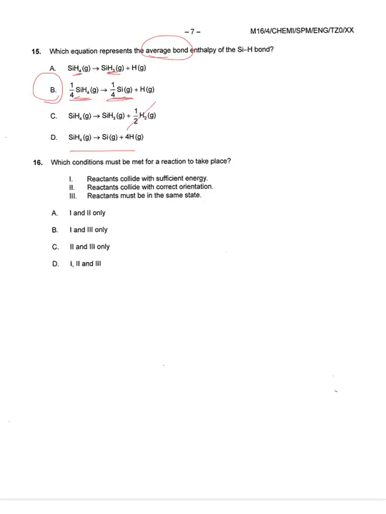16, which conditions must be met for a reaction to take place? Reactants collide with sufficient energy, that's true. Collide with the correct orientation, that's true. Must be in the same state, that is not true. So A, 1 and 2 only.